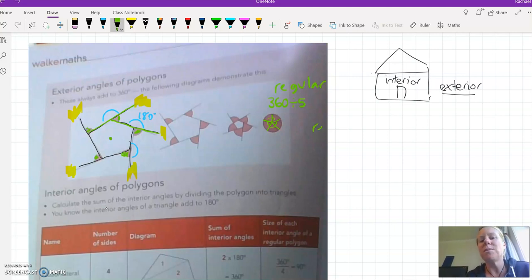If it was something like a regular octagon, you would do 360 divided by 8, because you'd end up with 8 exterior angles happening, okay? But it's always that they'll add up to 360 degrees. And so that, when you're dealing with these angle properties, is a super handy thing to know. And you can use that.